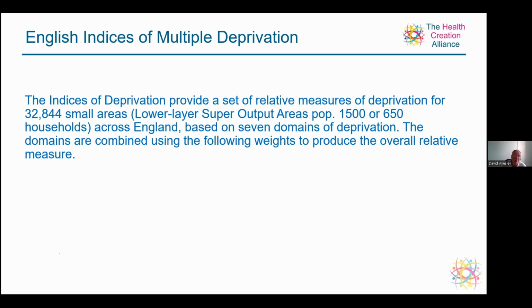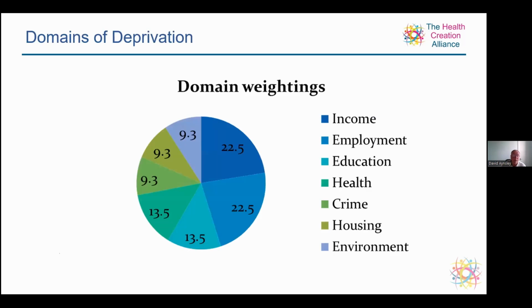They provide a set of relative measures of deprivation for 32,844 small areas of population, between about 1,500 people or 650 households, across England, based on 7 domains of deprivation. The numbers are all combined using the following weights to produce an overall relative measure. So there are the weightings: income, employment, education, health, crime, housing, and environment. And they do a calculation, and they create basically a league table. The place with the lowest score is the most deprived place in the country, and the one with the highest score is the most advantaged place in the country, which will have higher income, higher employment, higher education, high health outcomes, low crime, good housing, and a clean environment.